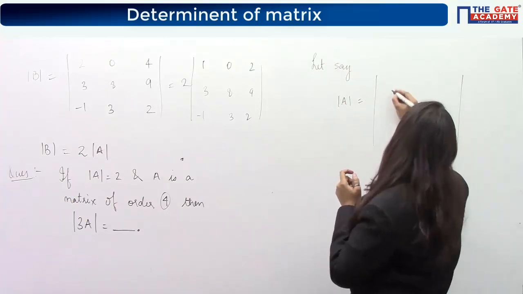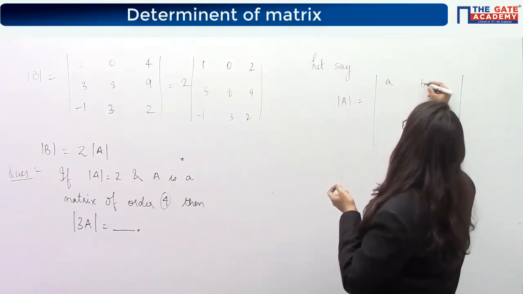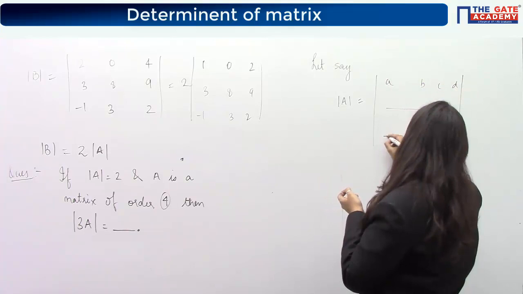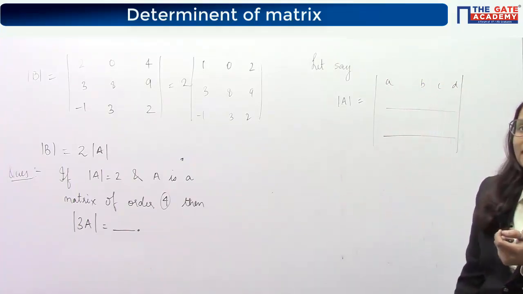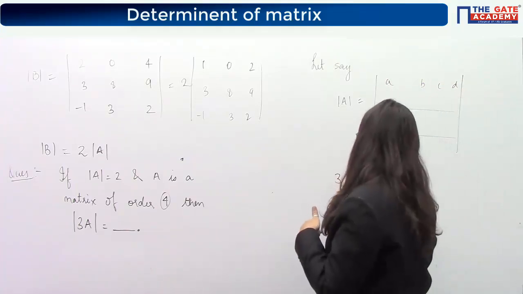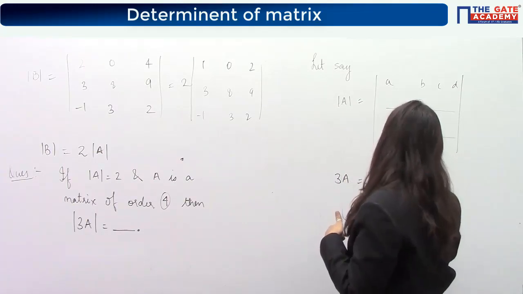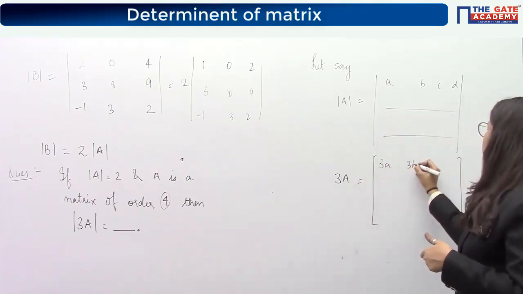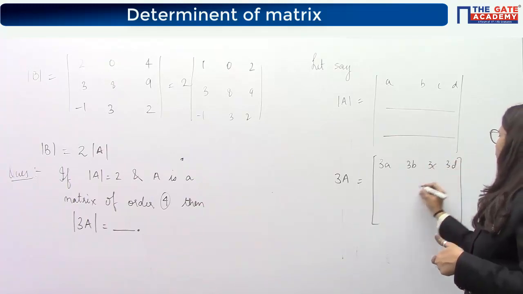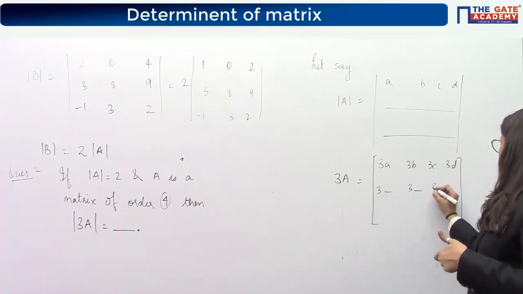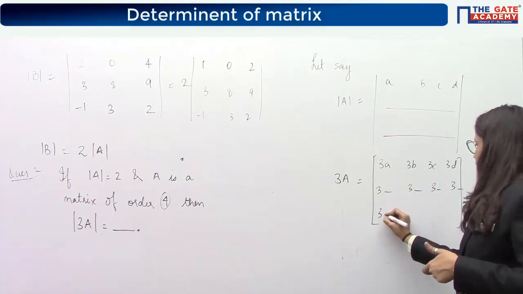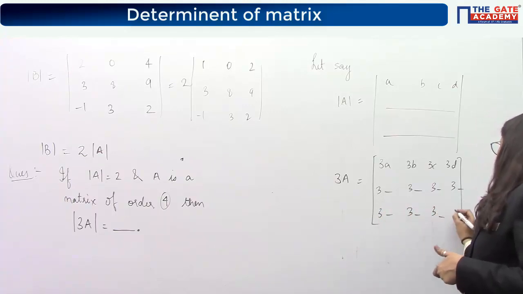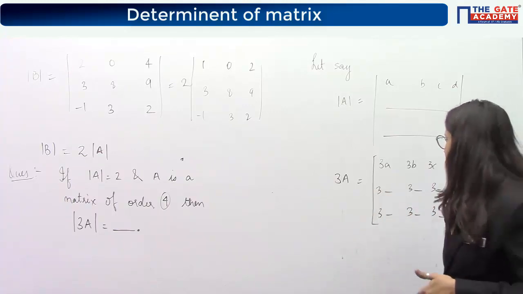So a 4 cross 4 matrix is there, something like this: A, B, C, D and so on. There are some numbers. Now what will the 3A matrix be? This is a determinant. But if I talk about the determinant, this will become 3A, 3B, 3C, 3D and so on, 3 something, 3 something, 3 something. Like this. Now for finding out the determinant of this matrix, what will you do?